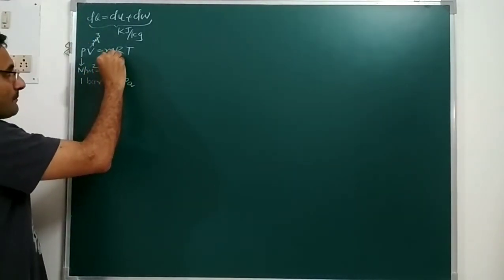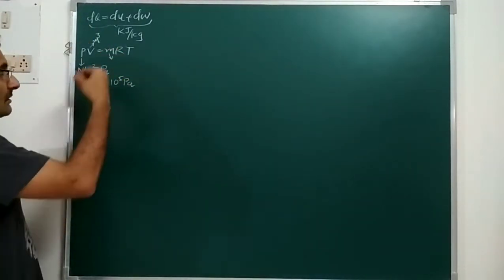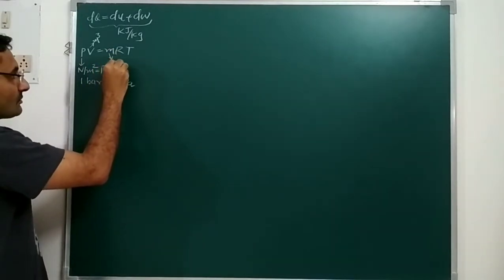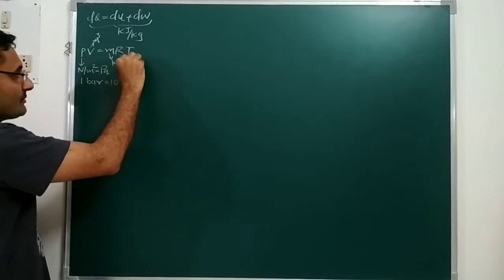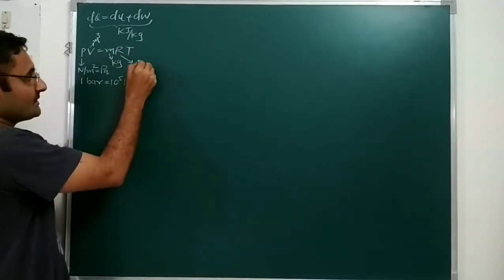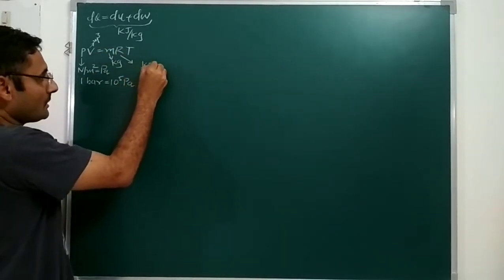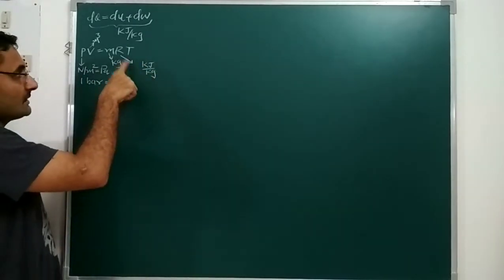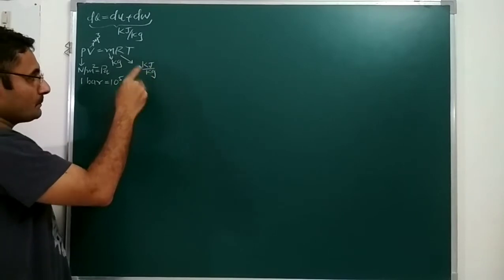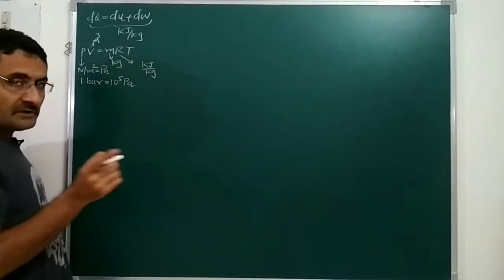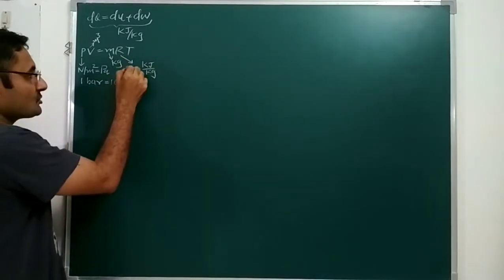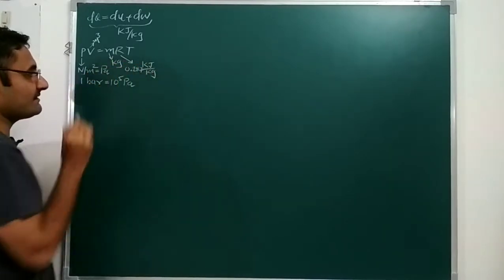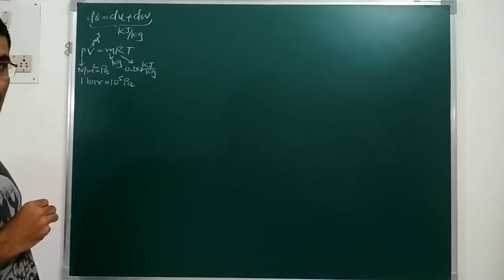Then m is the mass of fluid or mass of gas or mass of air, whatever is given in your numerical, it is in terms of kg. R is your gas constant, whose unit is kilojoule per kg Kelvin. Now that R is in terms of kilojoule per kg Kelvin, and if its value is not given in your numerical, you have to remember it, which is 0.287. That is the value for R, which is 0.287.